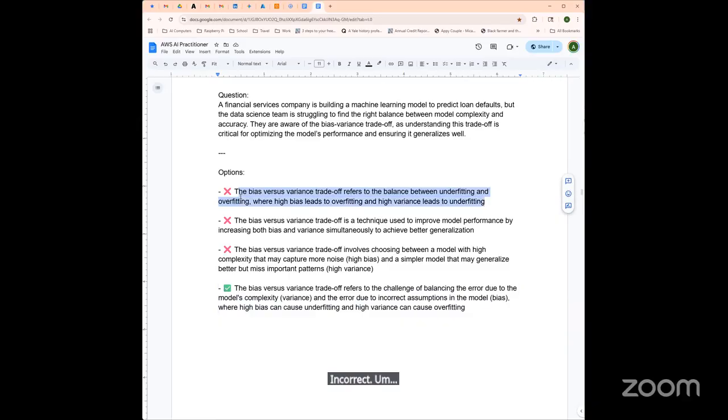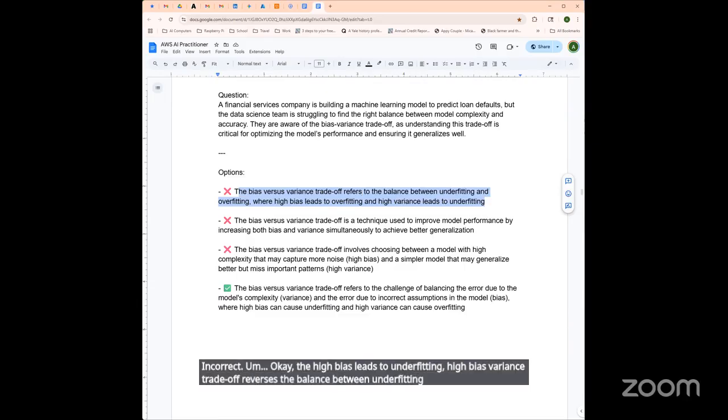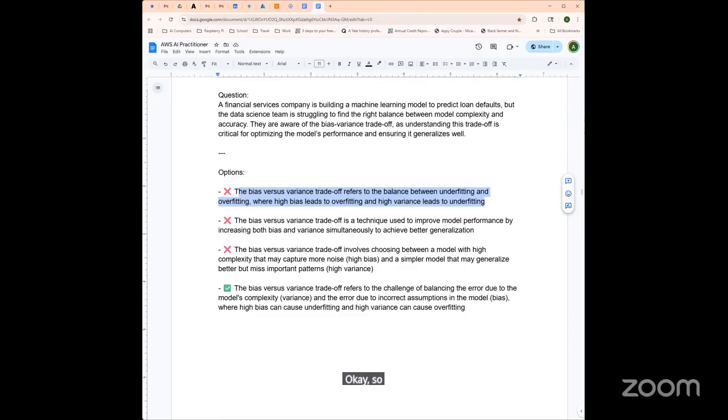Okay, the high bias leads to underfitting. High bias variance trade-off refers to the balance between underfitting and overfitting. So this reverses the concepts. High bias leads to underfitting, not overfitting. All right.